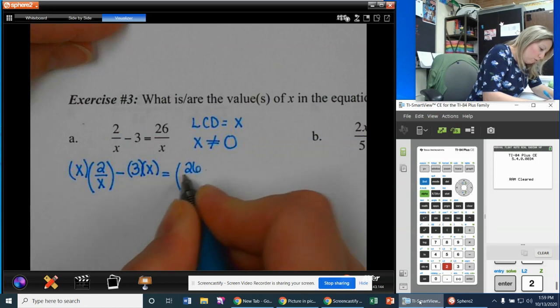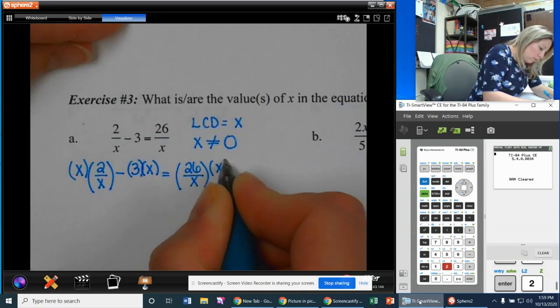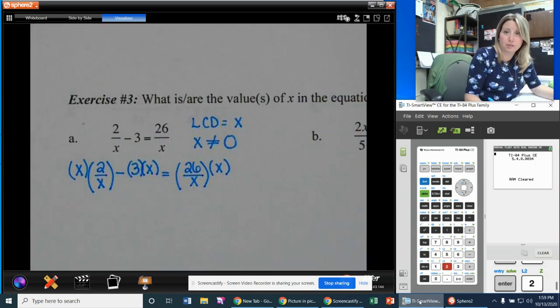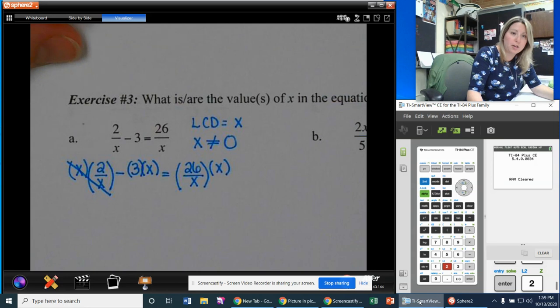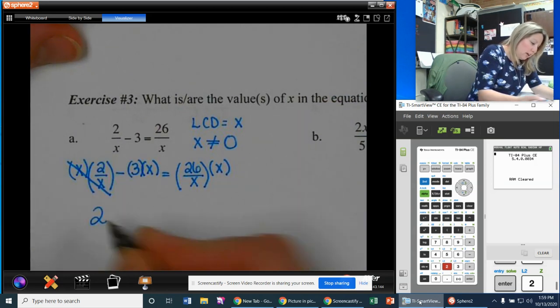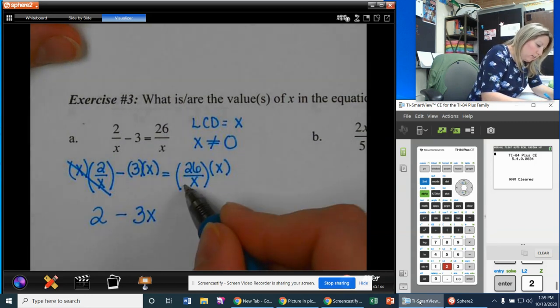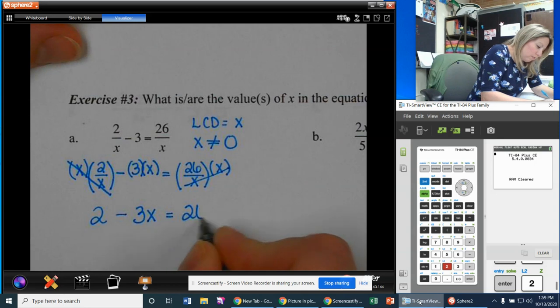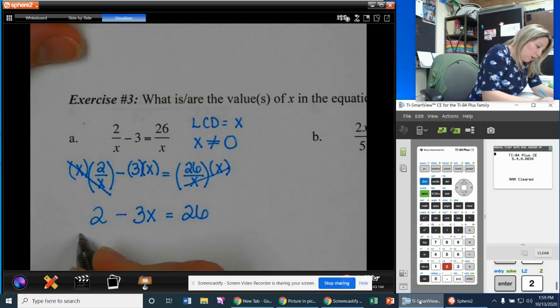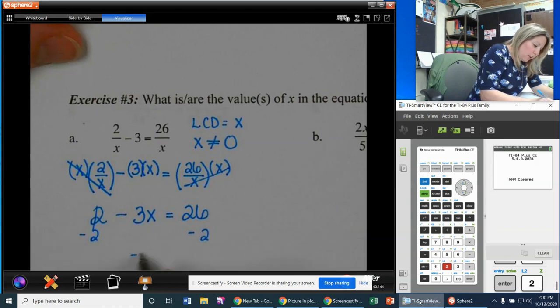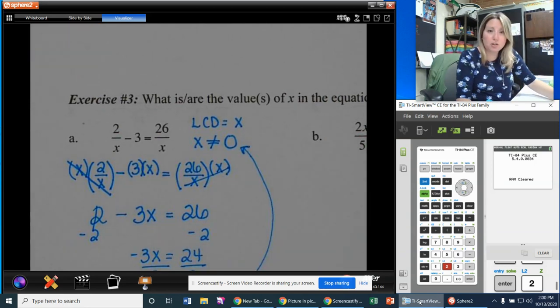So 26 over x and then times x here. Now the beauty of this is most of the time the LCD cancels with a denominator, and just your numerator is what comes down to the next line. When it can't cancel like this, you just bring that down to the next line. When it can cancel, bring it down to the next line. Now we just subtract 2 from both sides. You're left with negative 3x equals 24. Divide both sides by negative 3. You get x equals negative 8. Now, just double check. What was x not allowed to be? It was not allowed to be 0. My bad.